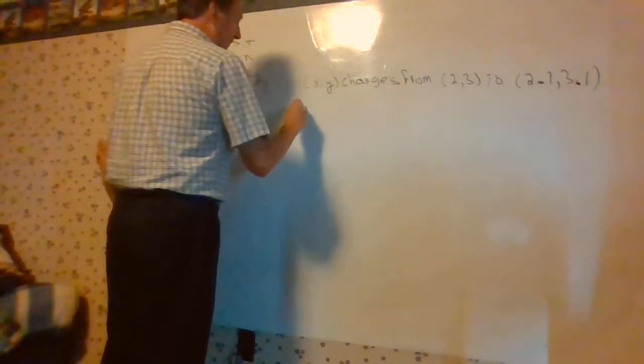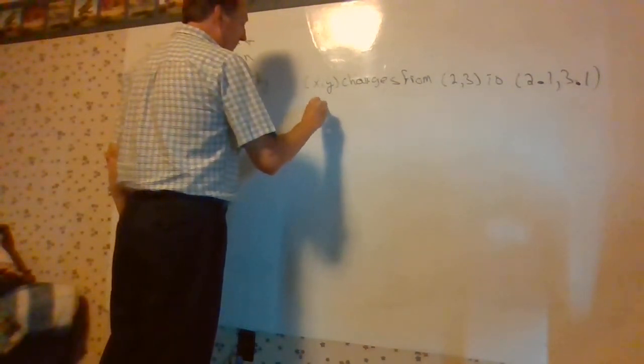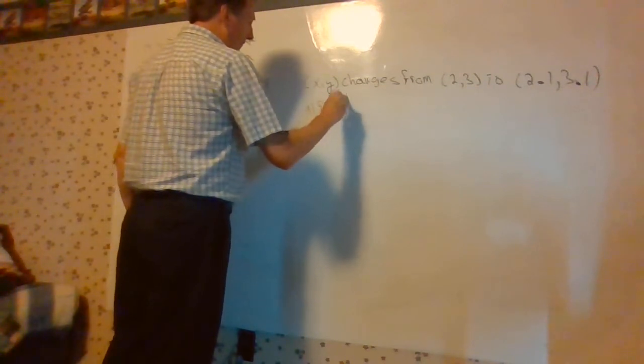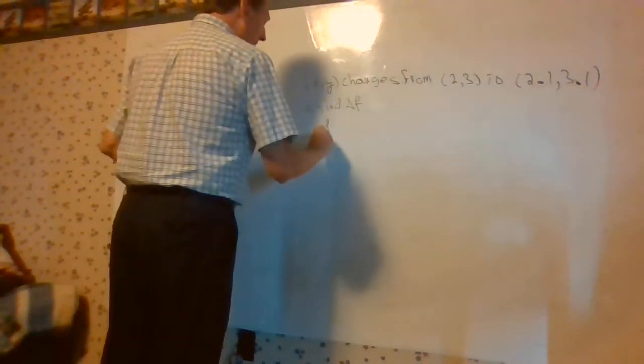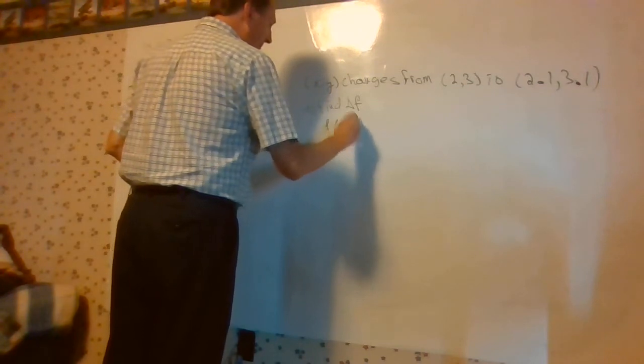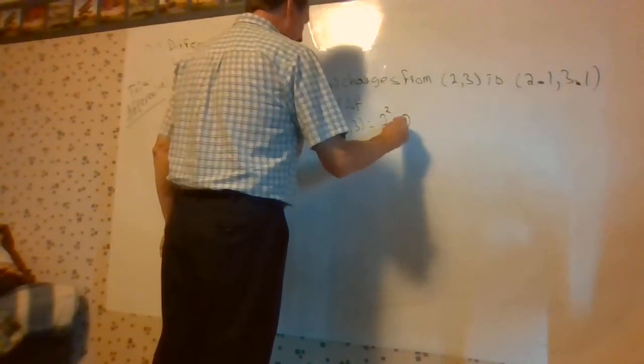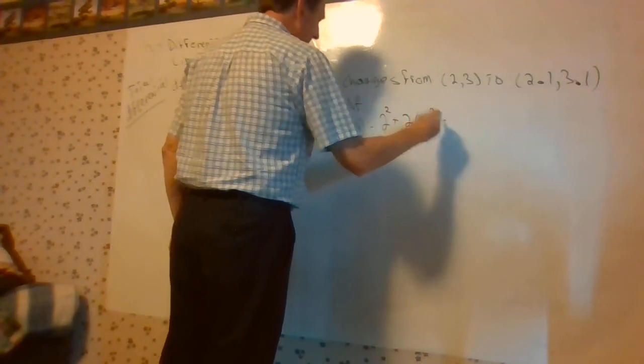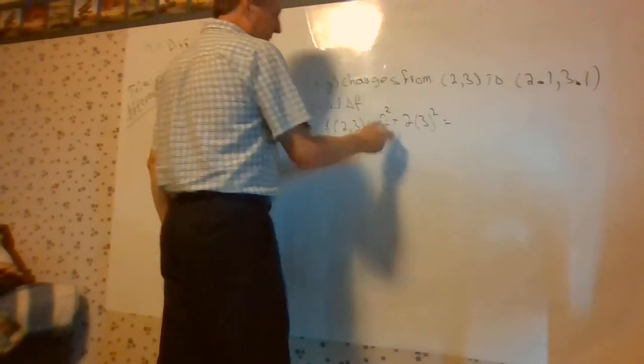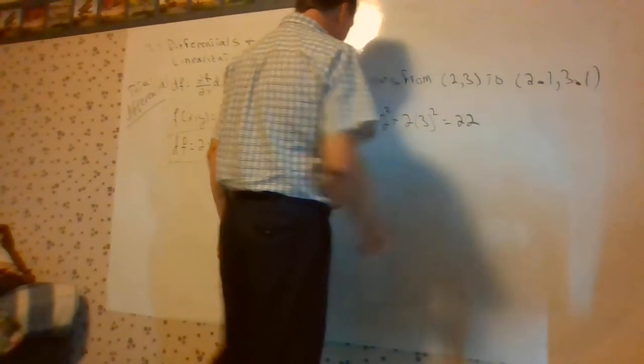Okay. A, find delta f. Well, first of all, you can calculate f of 2, 3. And that ends up being 2 squared plus 2 times 3 squared. And that's 9 times 2, 18, and 4 is 22.